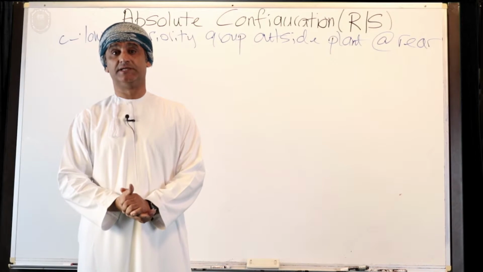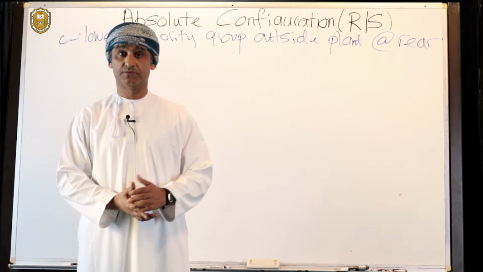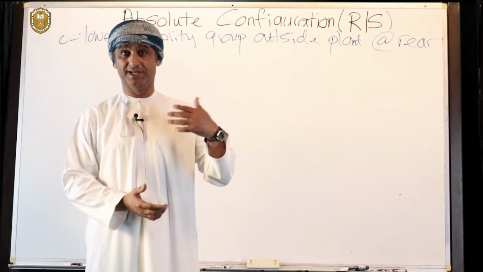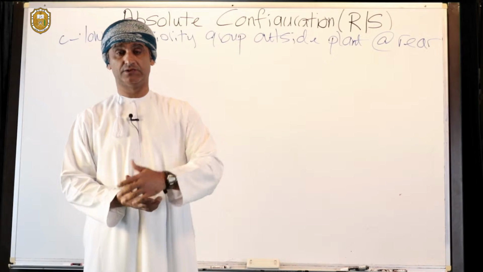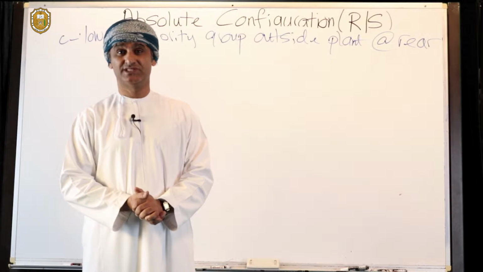The third possibility for the lowest priority group to be drawn is outside the plane. We took previously, of course, two cases where the lowest priority group was on the plane, either up or on the right or the left. Now, what if the lowest priority group is actually outside the plane?